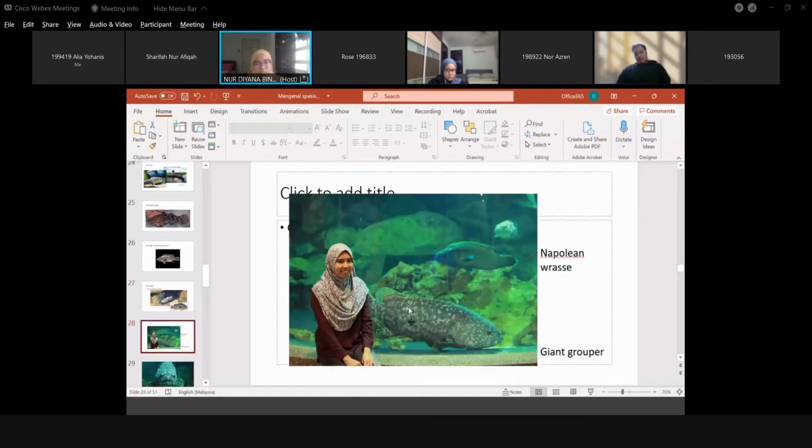So this is the fish size. You can see it's big. All right, this is a giant grouper. The fish is really big, almost as big as me. So, I put my picture here to give you the relative size of the fish. All right, giant grouper is a bigger size compared to orange spotted and brown marble.